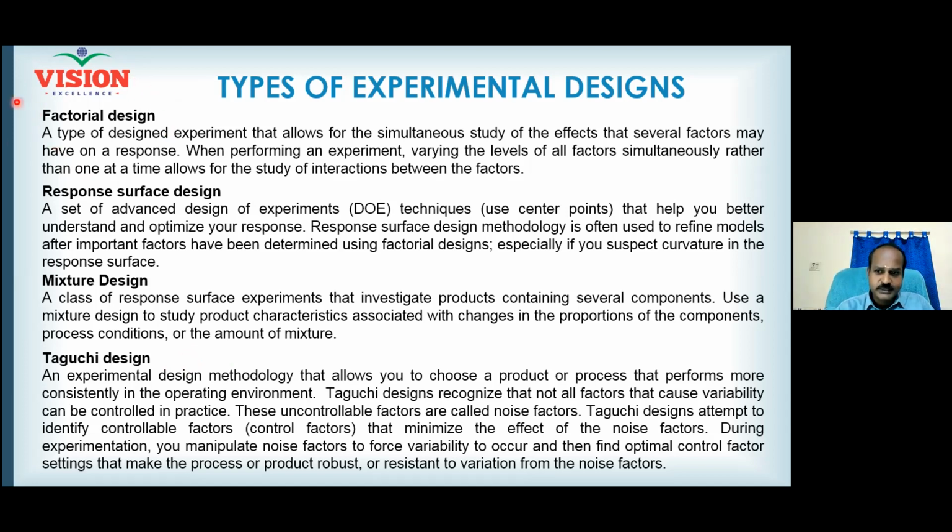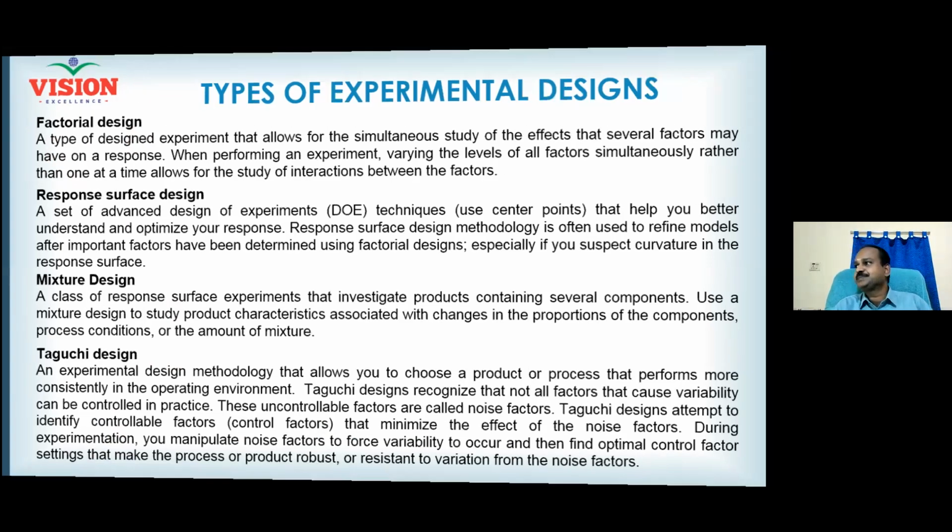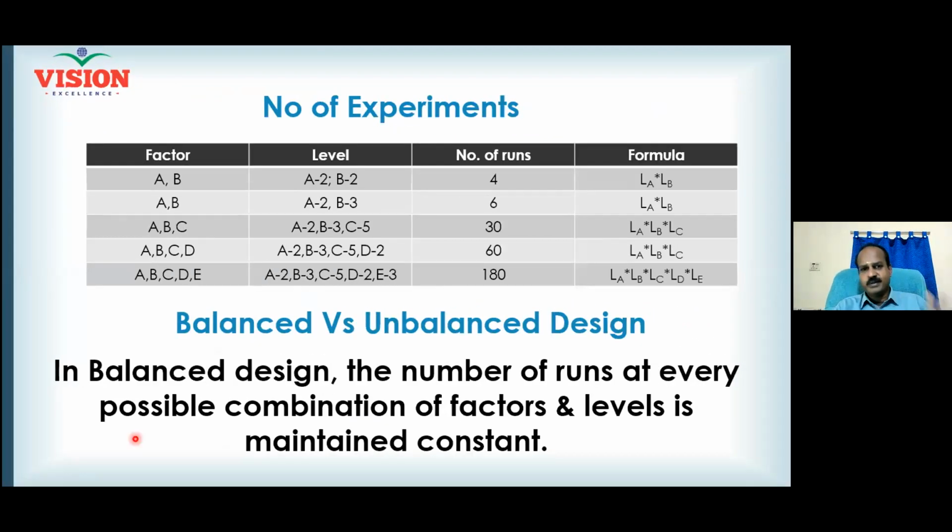First, you need to understand this. Then you can slowly move on to these levels. And now, the number of experiments: there are two factors, A and B. Factor A has 2 levels. Factor B has 2 levels. So the total number of runs will be 4. The formula is level raised to the power of factor, 2 power 2, 4. Or otherwise, you can simply calculate like this: level of factor A into level of factor B.